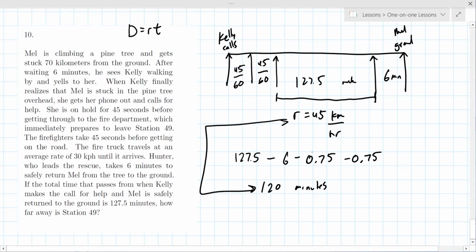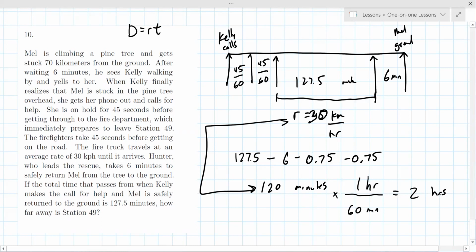Wait, isn't it 30? 30 miles? Oh, I'm sorry, 30. Yes, 30 kilometers per hour. Thank you. Well, do you do like d equals 120 times 30 then? You could, but the problem is this is in kilometers per hour and this is in minutes. So there are how many minutes in an hour? 60. So really they're on the road for 2 hours.